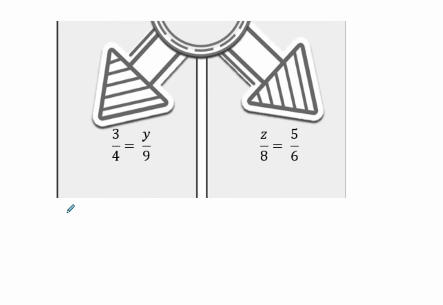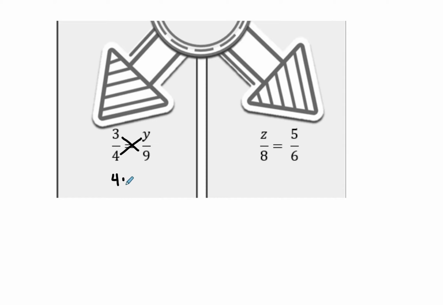Okay, 2 more to try on your own. Go ahead and pause the video and try them. Okay, let's check our answers. So I have 3 is to 4 as y is to 9. No easy multiplication patterns up and down or side to side. So we're going to do cross products.